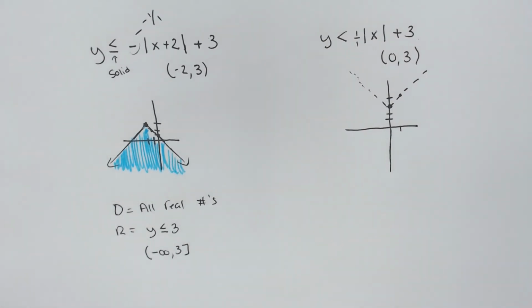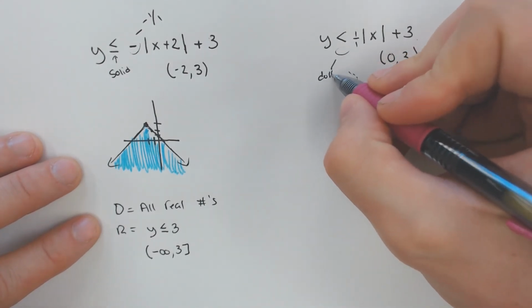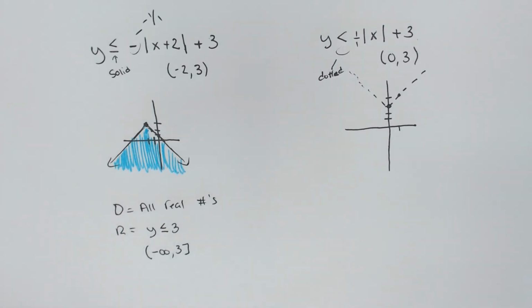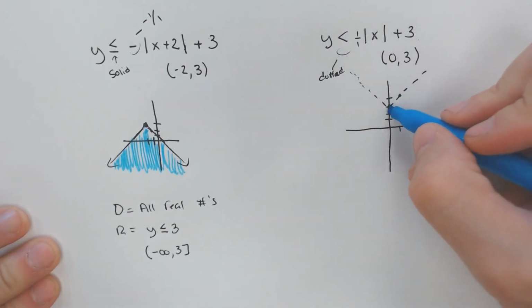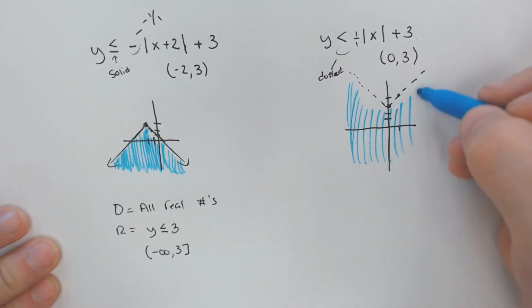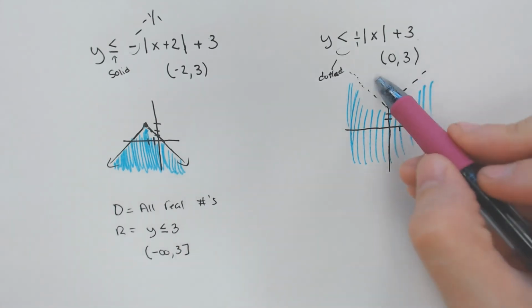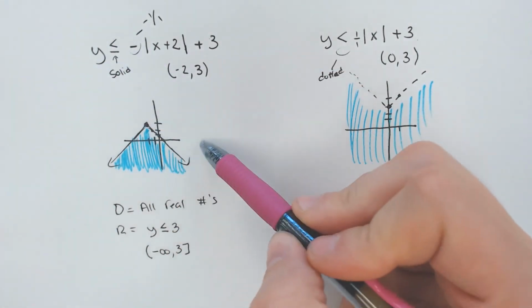The reason it is dashed is because there's no equal to sign. So that's why it's dotted or dashed. I don't know how to spell dotted. And now we just have to worry about where we are shading. Well, this one again is less than. If it's less than, we shade below the vertex and below these lines, which means that we're shading down in this case. If we were shading up, it would have been up here. Just like if we were shading greater than on this one, it would have been up here.